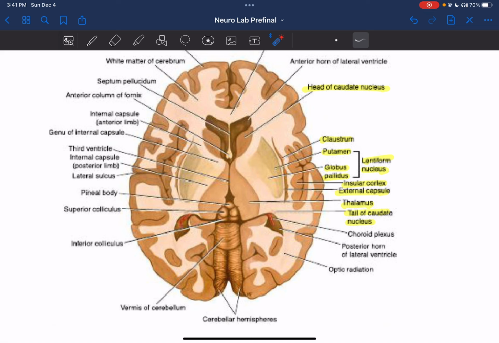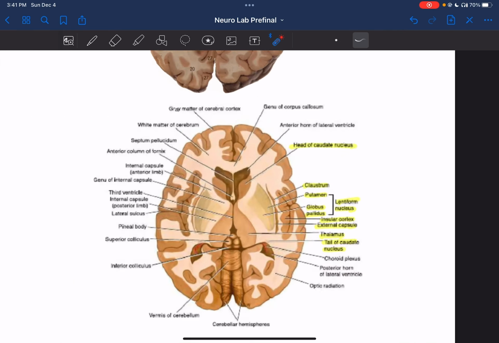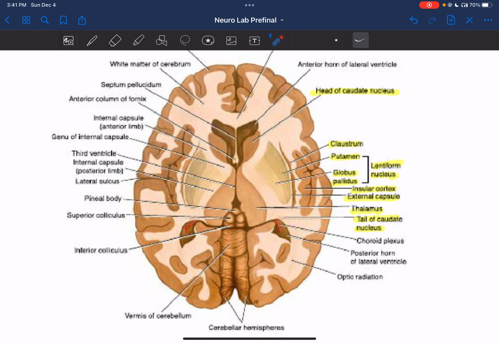And again, remember, through globus pallidus, you will be having output fibers, whereas through putamen, you will be having input fibers. Now, lateral to this, you have this thin gray matter called your claustrum. And more lateral to that, you have your insular cortex. Fine. You can also identify the tail of caudate nucleus. The tail of caudate nucleus is right here. Okay, this is the tail of caudate nucleus. The most posterior part of the caudate nucleus is the tail of your caudate nucleus.